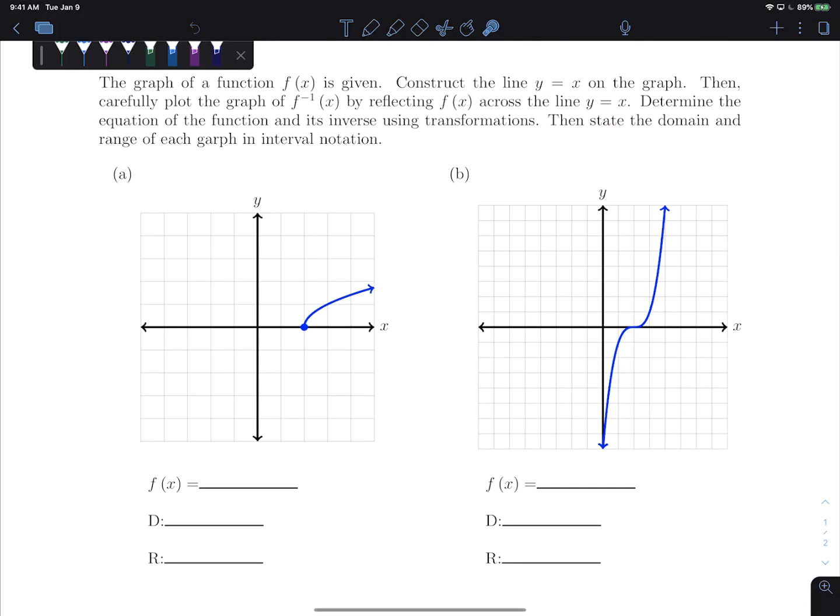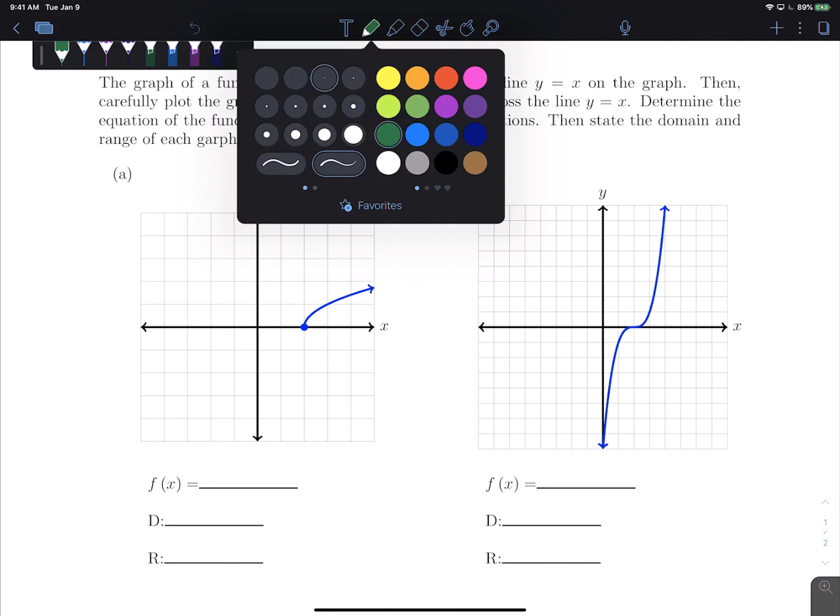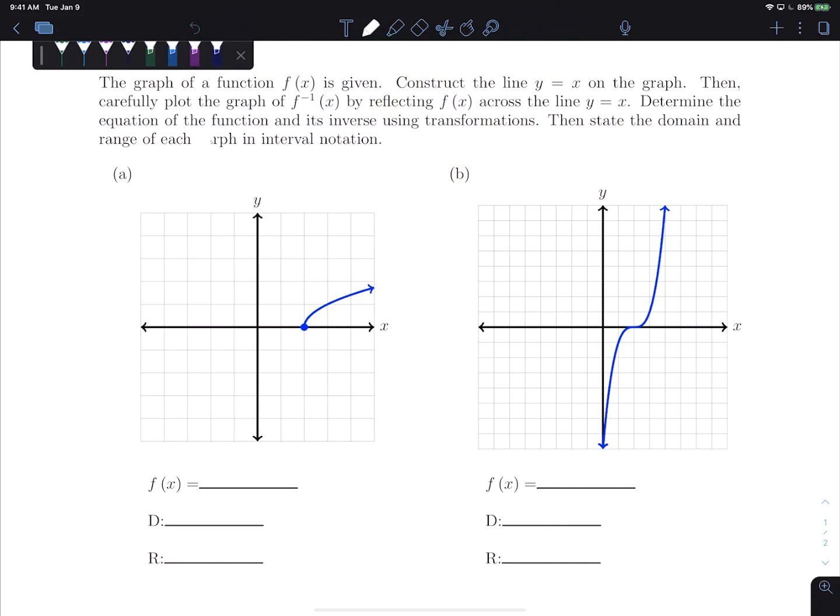Then state the domain and range of each graph in interval notation. Awesome.